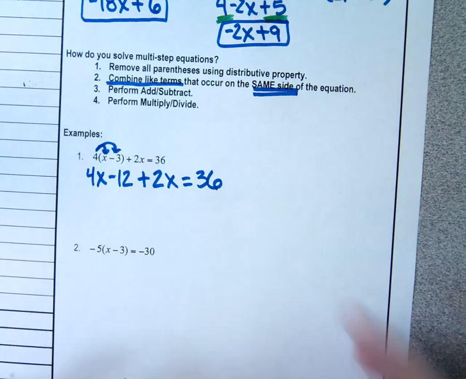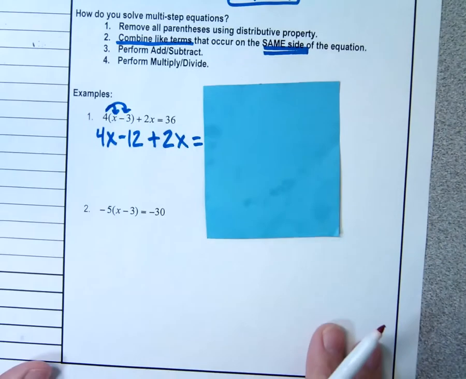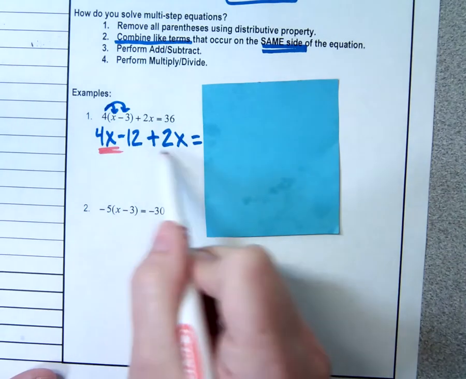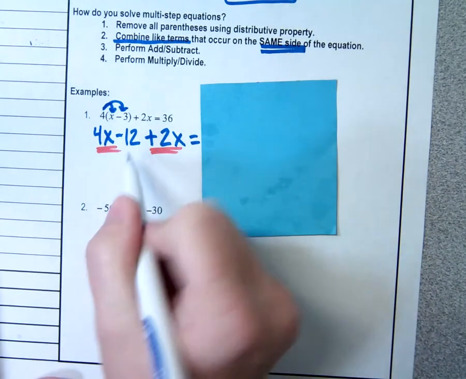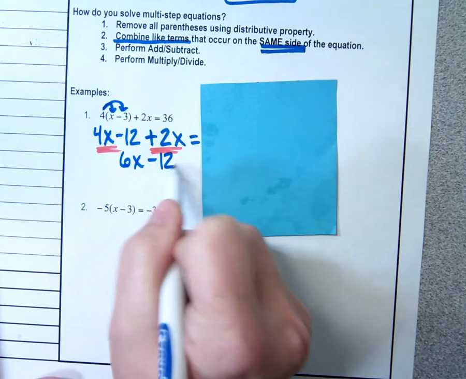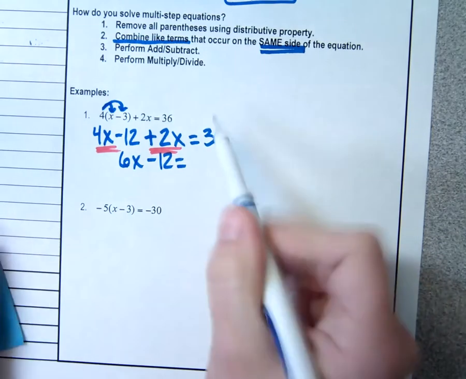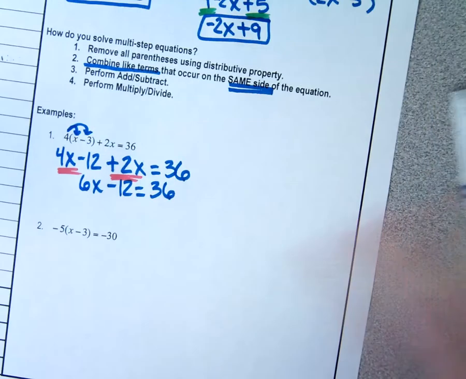Remember the other day we learned that whenever you have like terms on the same side of the equals, you want to combine them. So I do see that I have x's on the same side, so I want to combine those. 4x plus 2x makes 6x. The negative 12, there's nothing to combine it with, so I just bring it down. And there's no like terms on the right side, so I just bring the 36 down.